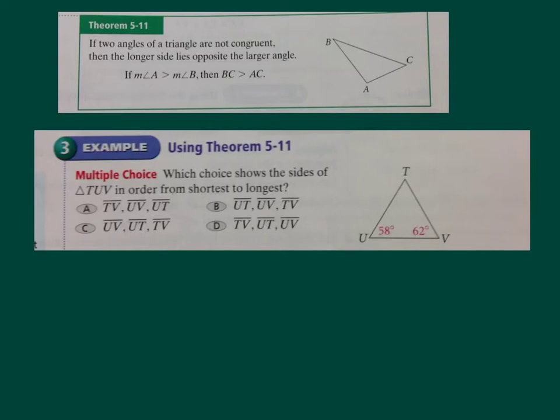First, you're going to have to get the measure of angle T. So you could add 58 and 62 up and subtract that from 180, and you get the measure of angle T to be 60 degrees.